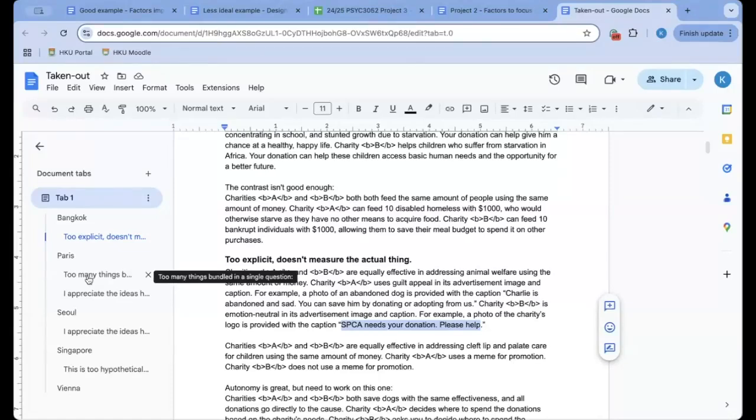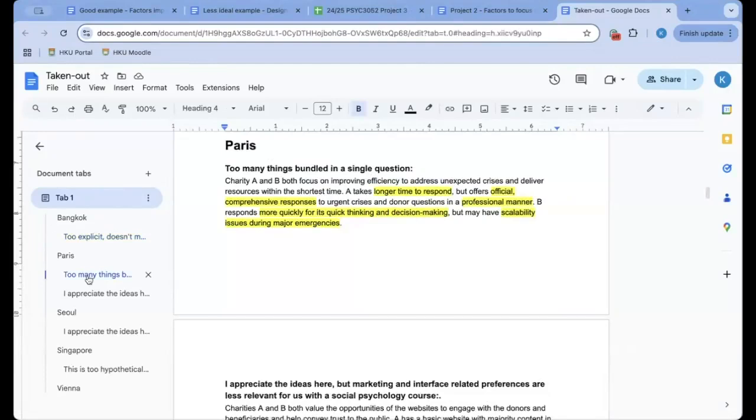The second scenario I'll go through is from Paris, which is another example of too many things bundled in a single question. Charity A and B both focus on improving efficiency to address unexpected crises and deliver resources within the shortest time. A takes longer to respond, but offers official, comprehensive resources to urgent crises and donor questions in a professional manner. B responds more quickly for its quick thinking and decision making, but may have scalability issues during major emergencies. The issue is that here, there are around 3 factors that are bundled into a single question.